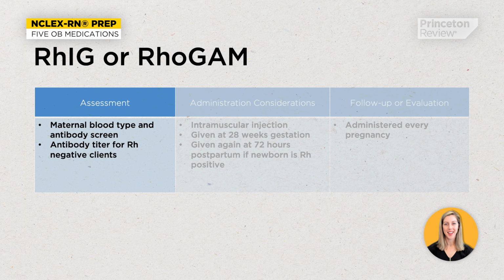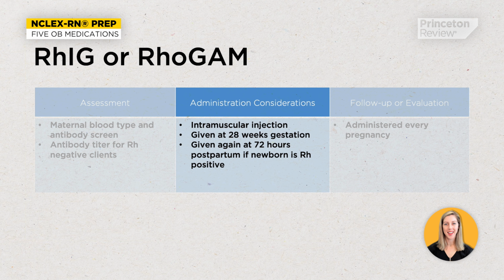For the assessment, blood typing and antibody screen of the mother will be performed. For Rh negative mothers, an antibody titer will be completed to determine if Rh sensitization has occurred. Blood type and antibody screen of the baby will also occur after delivery.